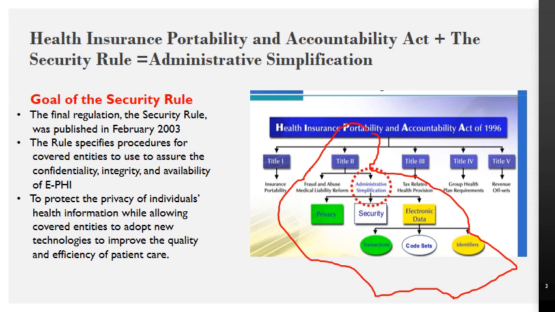So the goal of the security rule pertaining to electronic protected health information is to assure the confidentiality, integrity, and availability of that information, and also to protect the privacy of individuals' health information while allowing covered entities to adopt new technologies to improve the quality and efficiency of patient care.